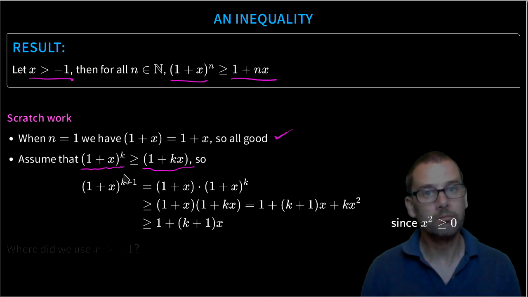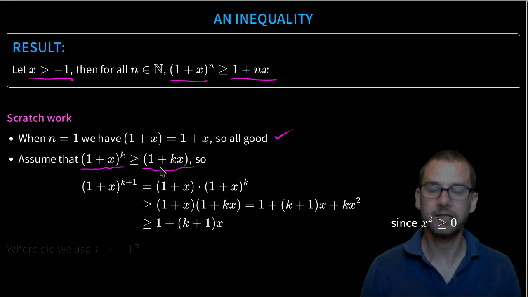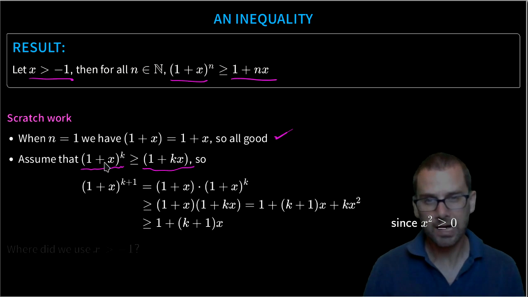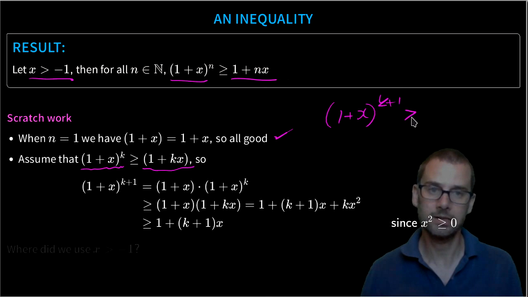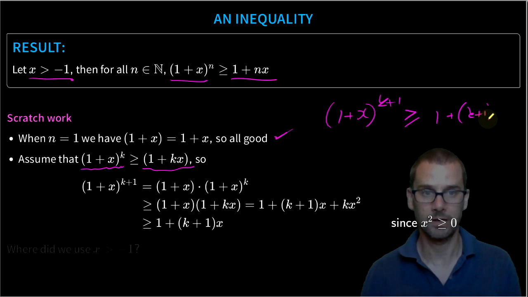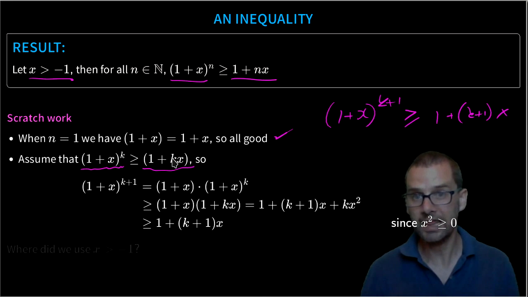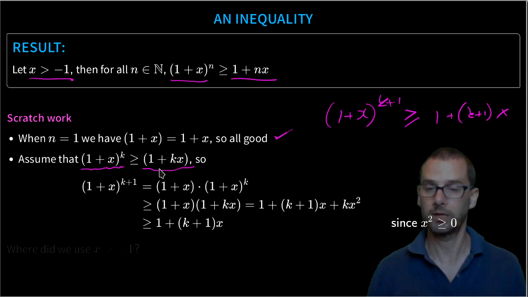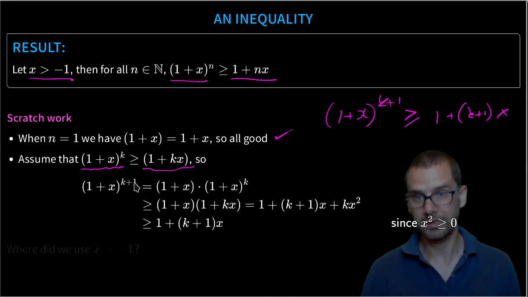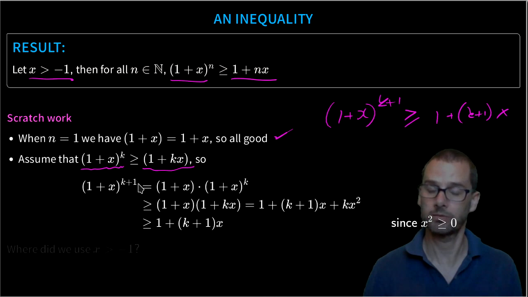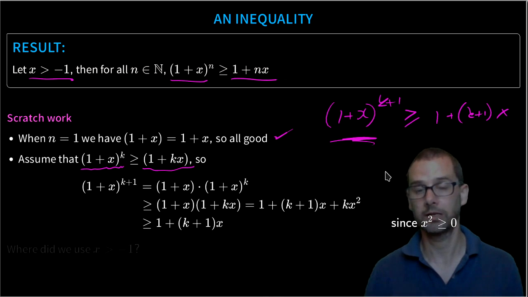Well, now we can multiply both sides of this expression by 1 plus x to start to make this look like the inequality we want, because we want to show that 1 plus x to the k plus 1 is bigger than or equal to 1 plus k plus 1 times x. So we can take this inequality and multiply it by 1 plus x to get 1 plus x times this, which is exactly 1 plus x to the k plus 1, which we want. That's the inequality we're trying to show based on our assumption that P of k is true.